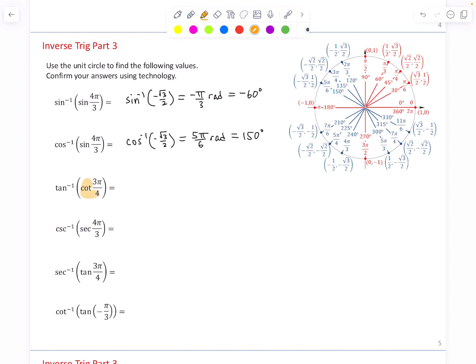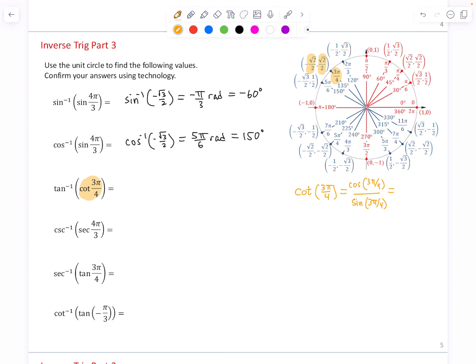All right, the next one, cotangent of 3 pi fourths. 3 pi fourths is this angle, and we do cotangent by doing cosine over sine, so 1st coordinate divided by 2nd coordinate. So the cosine is negative rad 2 over 2, and the sine is rad 2 over 2, so we get a negative 1 ratio. So inside these parentheses is simply negative 1, and now our goal becomes to find the arctangent of negative 1.